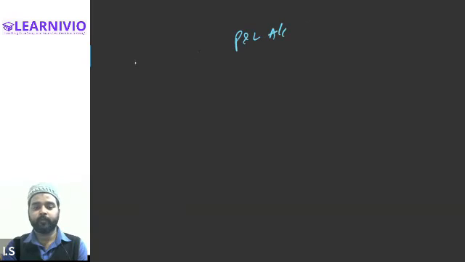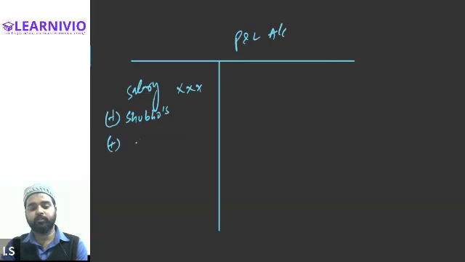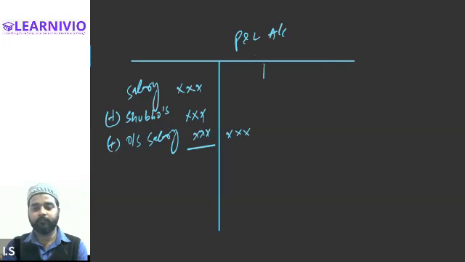Let me help you. In the profit and loss account, on the debit side, we will write down the value of salary that is given in the question in the trial balance. We will add Shubho's salaries in it. Then we will also add outstanding salary, or salary which is due. After adding all these values, we will write the final value in this column.